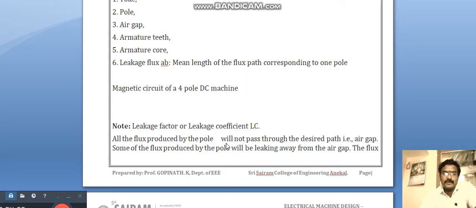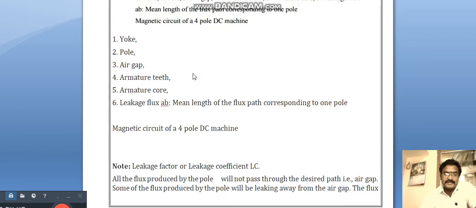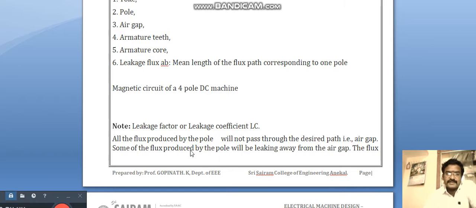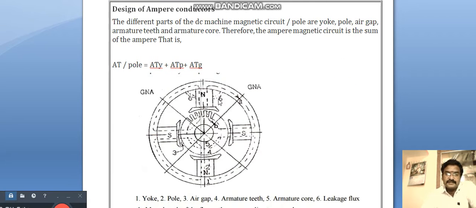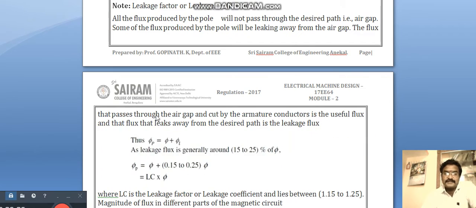All the flux produced by the poles will not pass through the desired path, that is the air gap. These four poles will create the magnetic flux, but the total flux will not be useful flux. Some of the flux produced by the pole will leak away from the air gap. Here also some of the flux will be present. That flux is not useful and is called leakage flux. The flux that passes through the air gap and is cut by the armature conductors is the useful flux. And the flux that leaks away from the desired path is the leakage flux.